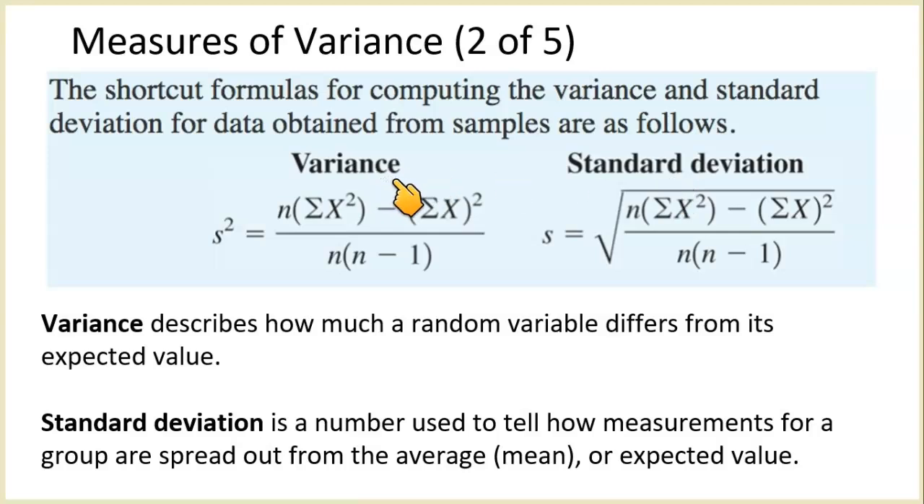And the variance just describes how much a random variable differs from its expected value. And in this case, the expected value that we look for is the average or the mean. And then a standard deviation is a number that is also used to tell us how spread out it is from the expected value. More or less, statisticians use the standard deviation to describe the typical spread or the typical variation each value is from the average. And that's what we'll be able to discuss in this section.